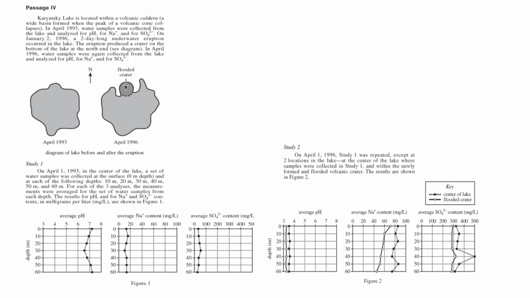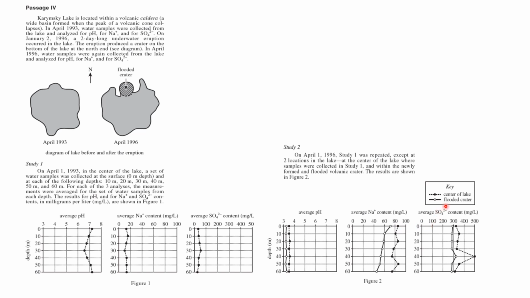It looks like we have in 1993, water samples were collected, and then an underwater eruption occurred in 1996. So it has a picture. So I guess there's the eruption, this little spot right here. Study 1, from the center of the lake, water samples were collected at different depths. We see depths, and it looks like they're doing pH, Na3, and SO2. Study 2 is in 1996, where water samples were repeated. And again, depth, pH, NaH, and SO4.